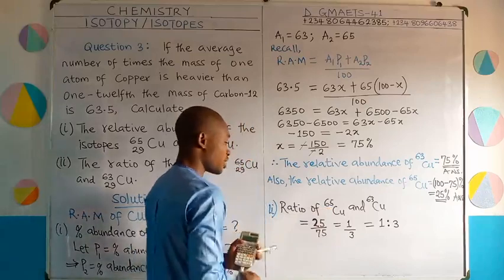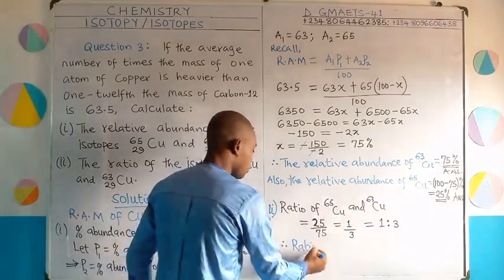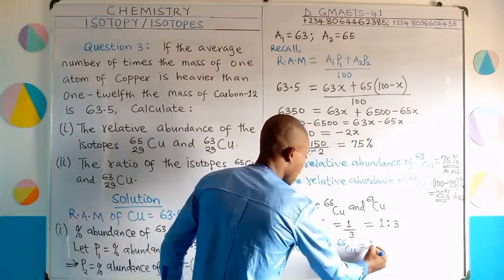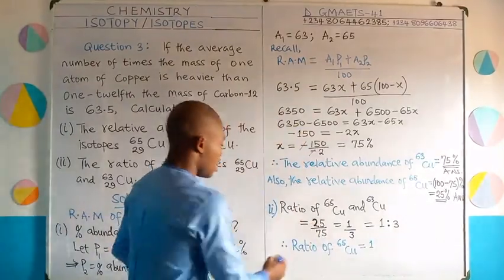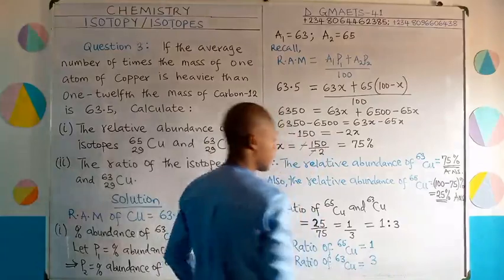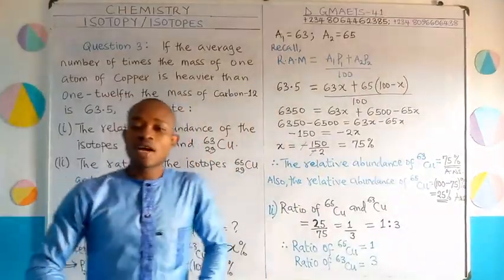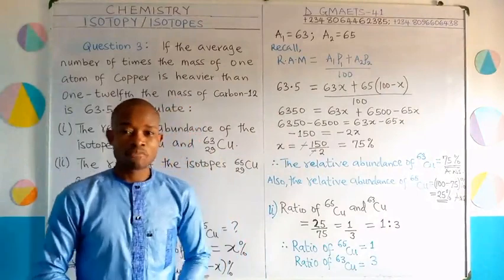Remember, that of the numerator is copper 65. So ratio of copper 65 is equal to 1, that one with 25%. And then ratio of copper 63 is equal to 3. That's how we are done solving this problem. So you say it is a simple one. Is that okay? It's a simple one.